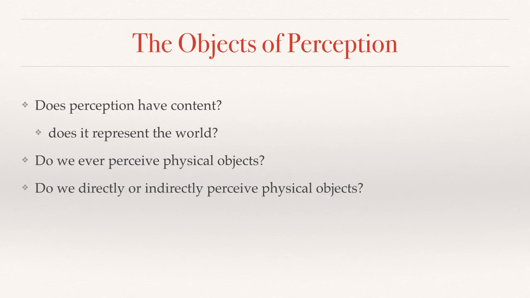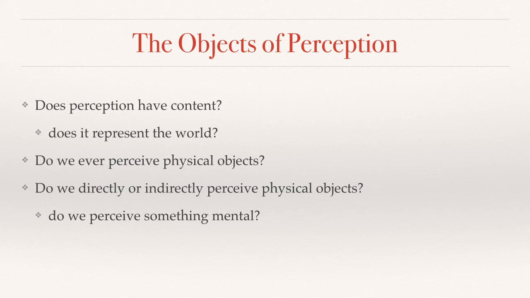We'll be phrasing our question in terms of whether we directly or indirectly perceive physical objects. And you might say, well, look, I thought we were putting aside the question of whether there are physical objects out there. Fair enough. Here's the way that we can formulate the question. In perception, are we in contact in the first instance with something that's mental or with something that isn't mental?